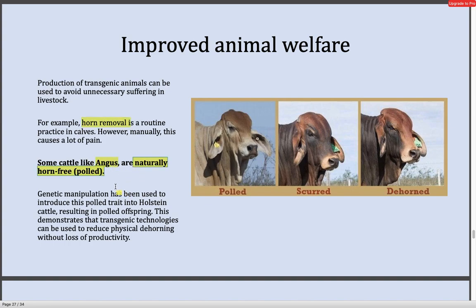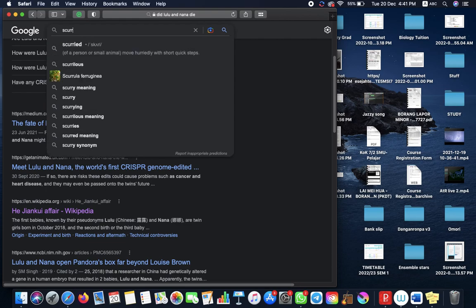So there's actually polled cows, scurred cows, and dehorned cows. For a long time, dehorning cows was what was commonly done. Again, it was mostly because people were trying to grow a lot of particular livestock or animals in a small space. So that is obviously very difficult for the animals. So what they've done is they've made a lot of transgenic animals that just grow horn-free, like the polled cow over there. If they're horn-free, then you are not chopping off the horns of the cows, and that way it is better for animal welfare.